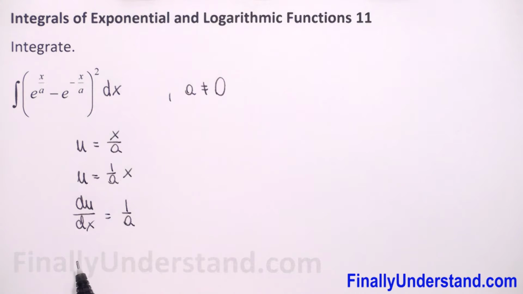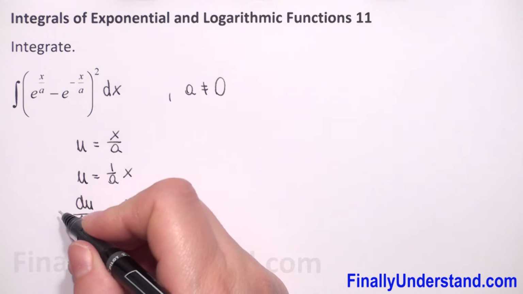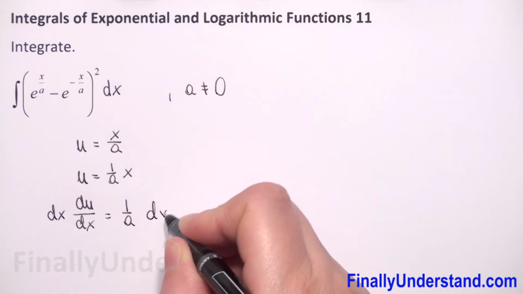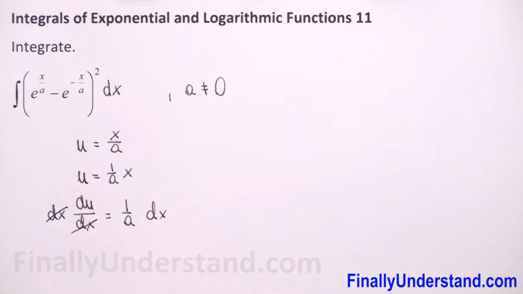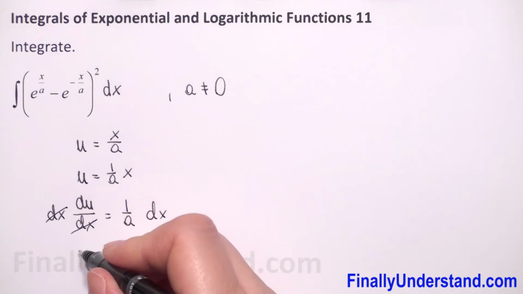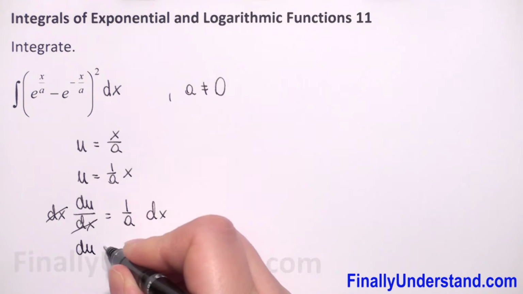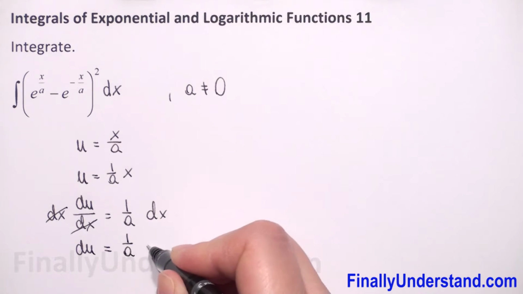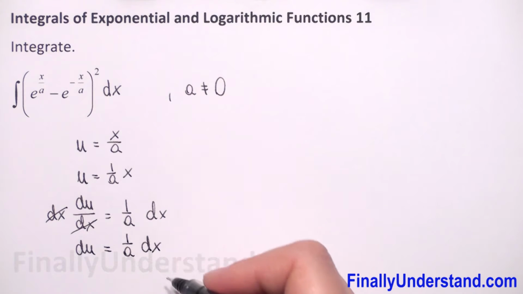So now we need to find du. We have dx in the denominator, so we will multiply both sides by dx. dx and dx we can reduce, and we have that du is equal to 1 over a dx.